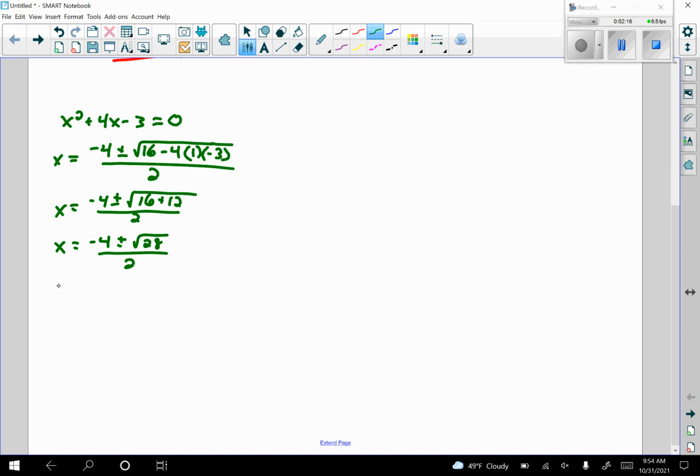We can simplify radical 28. That would become a 4 times a 7, so it becomes 2 radical 7 over 2. So then, dividing both of these by 2, we'll get -2 plus or minus radical 7. So those are the other two zeros.